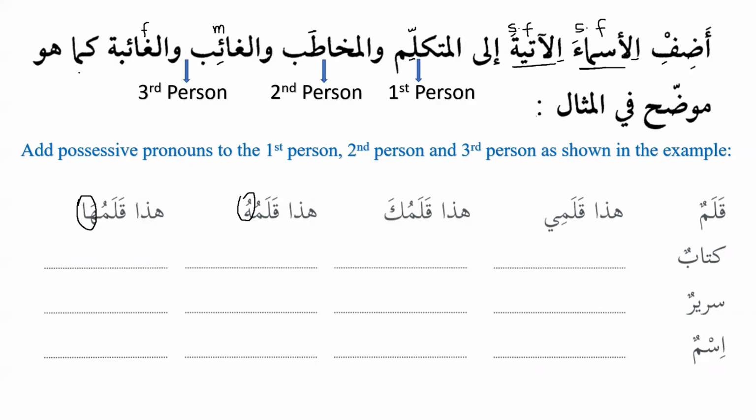So the third person, kama huwa muwaddahun fil mithali, as it is explained in the example. Muwaddahun fil mithali, as it is explained or shown in the example. So now when we look at the example, we see that we have here a qalamun, that means a pen.